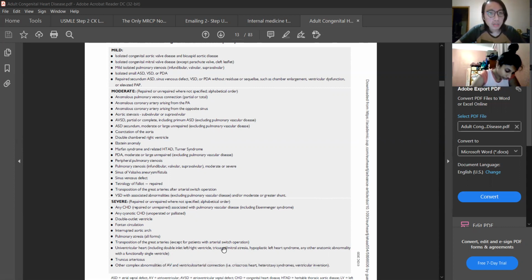A very good acronym that we can follow is the 5 T's. Number 1, tetralogy of Fallot, F-A-L-L-O-T. Next, transposition of great arteries, tetralogy of Fallot, or TOF in short, transposition of great arteries, TGA in short. And the third T, tricuspid atresia, A-T-R-E-S-I-A.